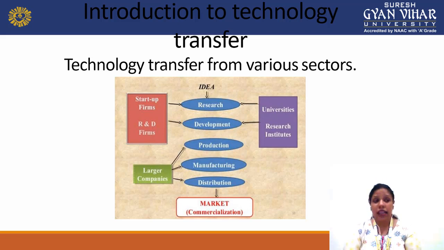For example, the idea is to make a corona vaccine. This is idea generation. Then multiple universities, research institutes, startup firms and R&D firms all work on this. After the development of that particular formulation, either a corona vaccine or any formulation, it will go to production by scale up.